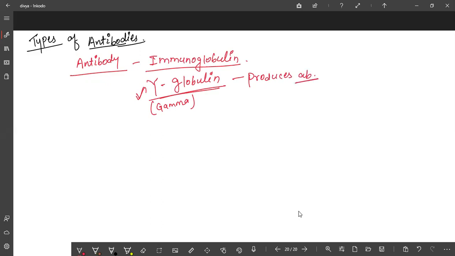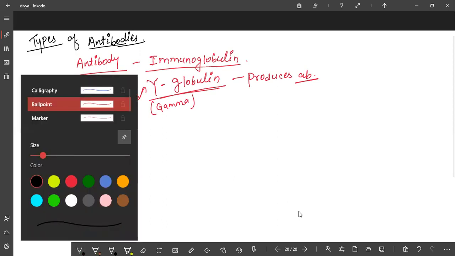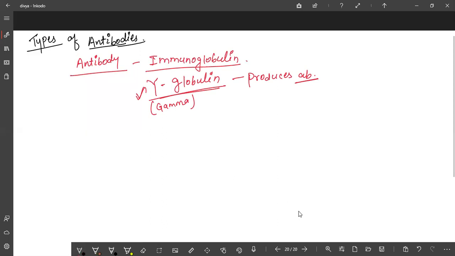In short, antibody is written as AB. Is it clear to you? AG for antigen and AB for antibody. And in short, we write immunoglobulin as Ig. Is it clear to you? I for immuno, G for globulin.